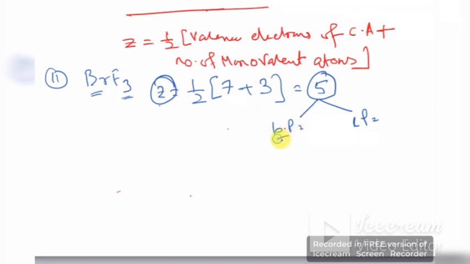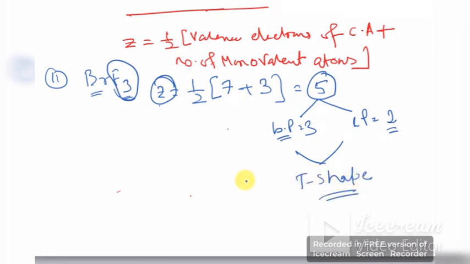For finding the value of bond pairs, just see how many atoms are bonded. 3 atoms are bonded with the central atom, so bond pairs will be 3. How can we find the lone pairs? 5 minus 3, because 5 is bond pair plus lone pair, so it will be 2. That is the lone pairs. Then 3 and 2, the shape will be T shape, which I already wrote. Now how can we draw the T shape?